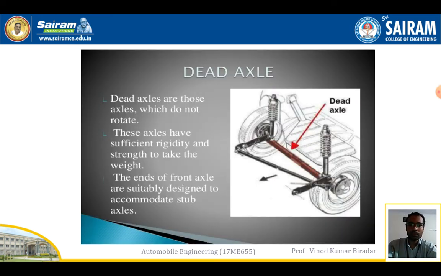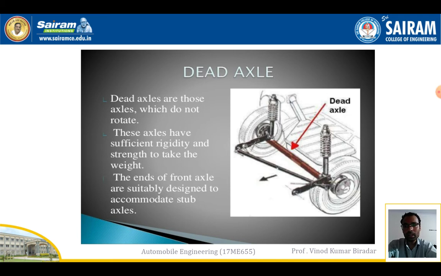Before understanding this, there are different types of axles which are fixed in vehicles. The first one is the dead axle. Dead axles are those axles which do not rotate. Here in the diagram, it is fixed on either side of the vehicle's shaft. So it will not turn.